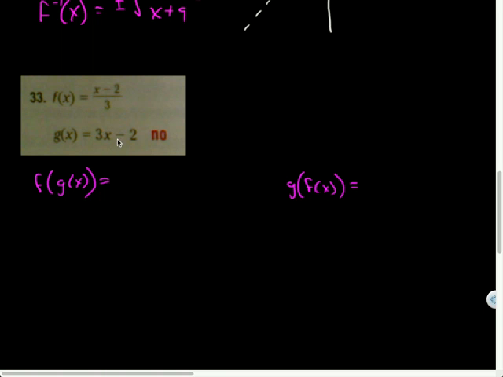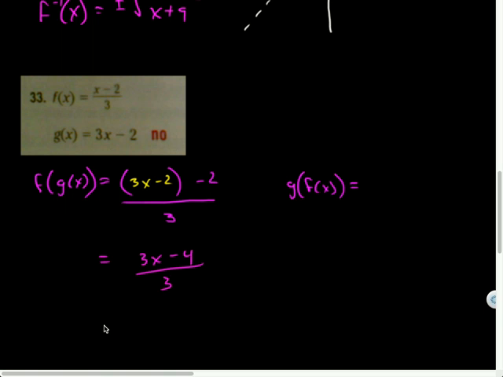So for f of g of x, that means I'm going to take this function here and plug it into just the x right there. So function f is something minus 2 all divided by 3, right? And that something is going to be function g. So I'm plugging in 3x minus 2 into that set of parentheses. All right, so let's simplify this. I guess I can drop those parentheses. That would be 3x minus 4 when I combine the negative 2, right? All over 3.